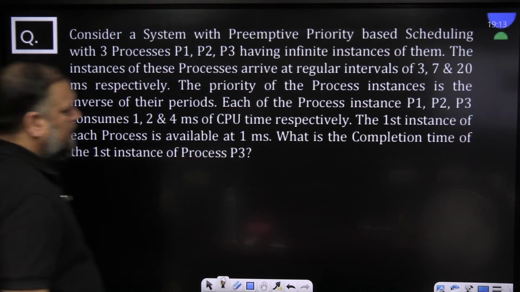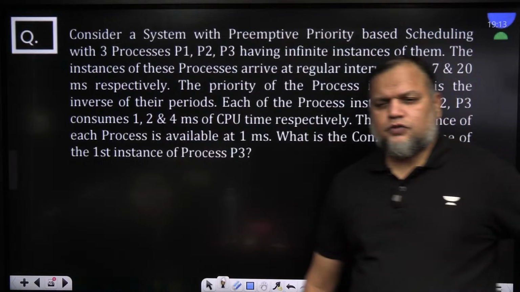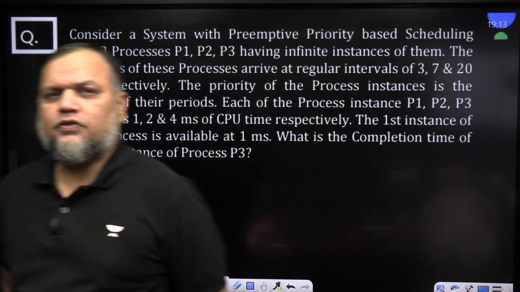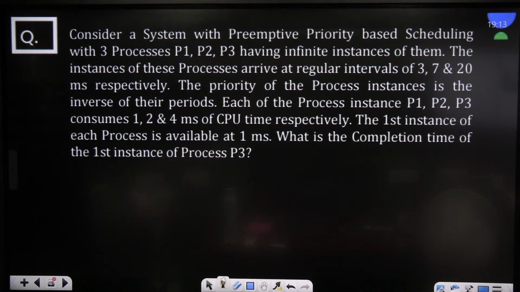This is a question. I want you to have a look at this question. This is one of the finest questions asked in an earlier paper of GATE based on priority based scheduling. Let us see whether you can answer it. I'll give you a minute of time. Can you please prepare the Gantt chart for this data set?